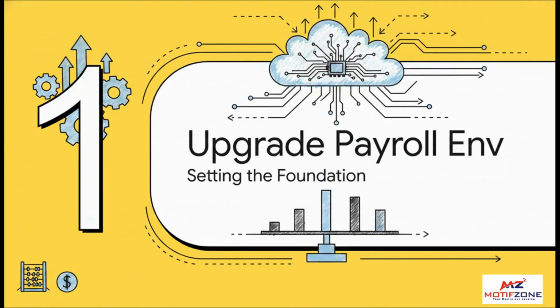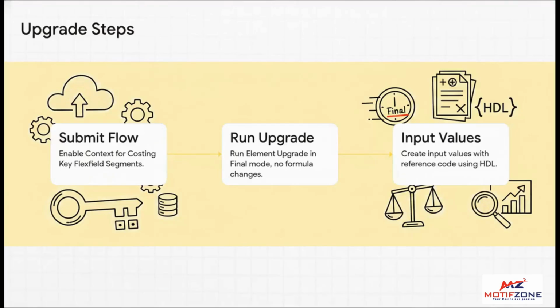Upgrading the payroll environment. Setting the foundation. We've got to handle these prerequisites before we touch any code. Let's move briskly through these foundational steps. Step 1. You'll log into Oracle Fusion Applications and submit a flow to upgrade your payroll configuration. Specifically, you want to use the parameter Enable Context for Costing Key FlexField segments. Once that's done, Step 2 is running another flow, the Run Element Upgrade.